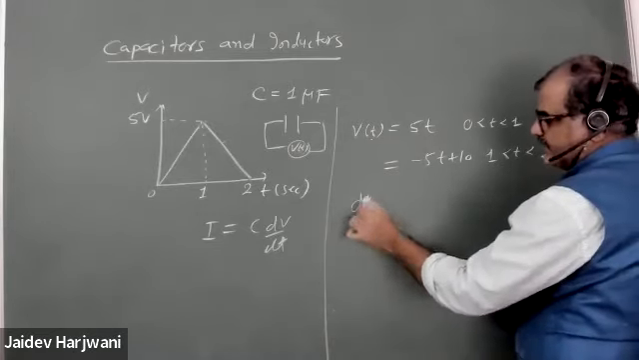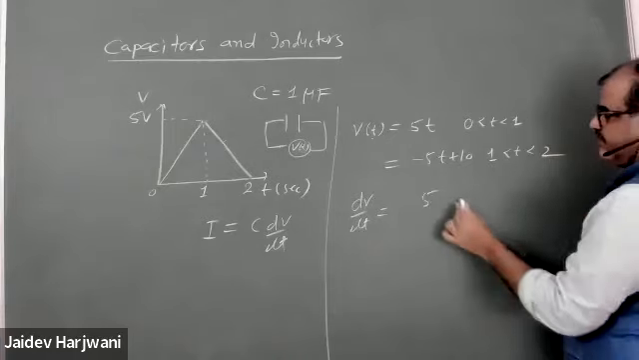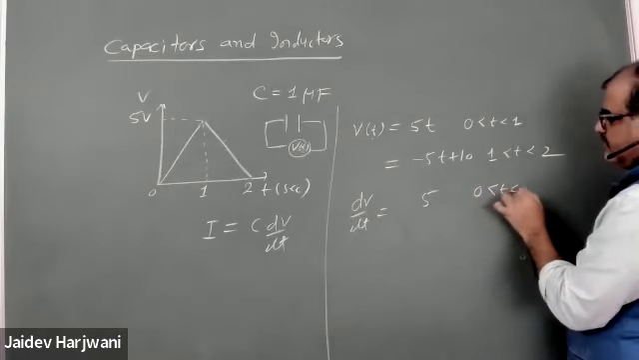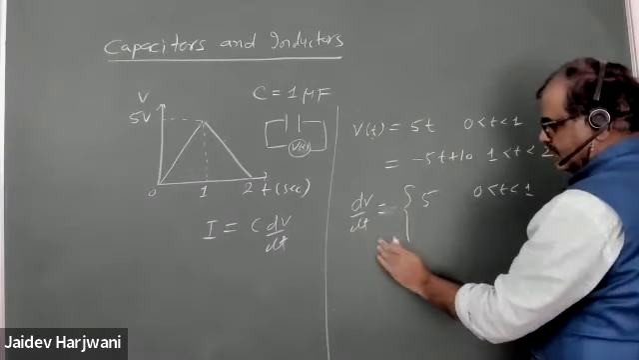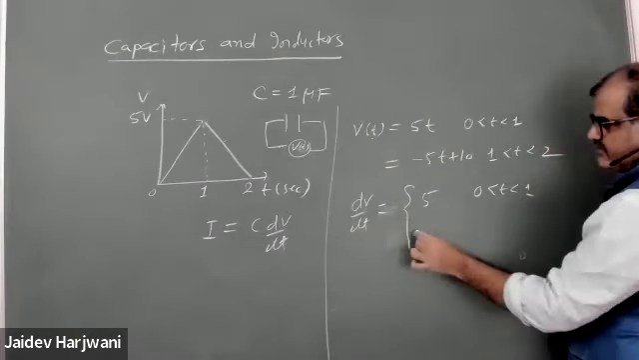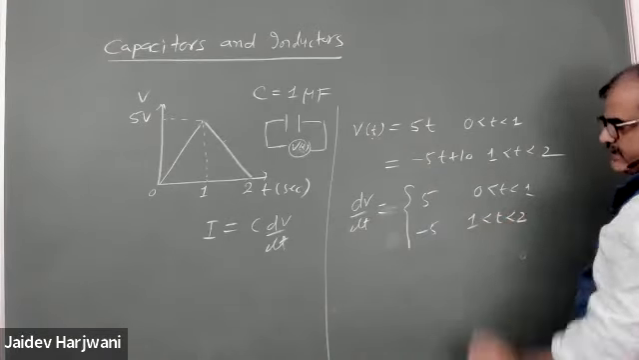So now if you want dV by dt, dV by dt will be simply 5, constant, from time 0 to 1. And dV by dt will be minus 5 from time 1 to 2 seconds.